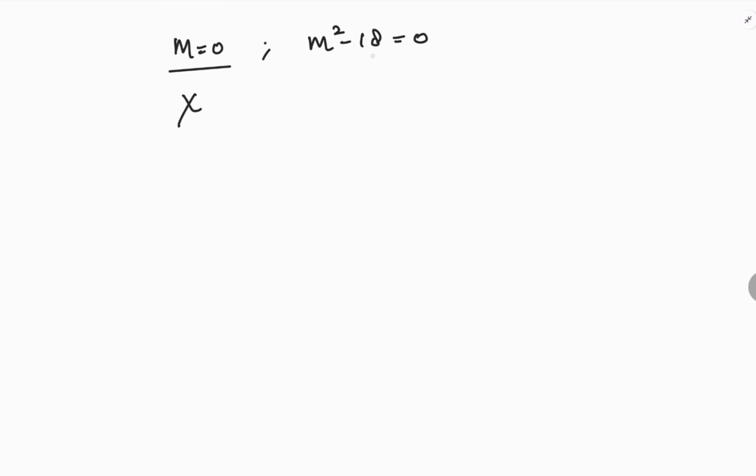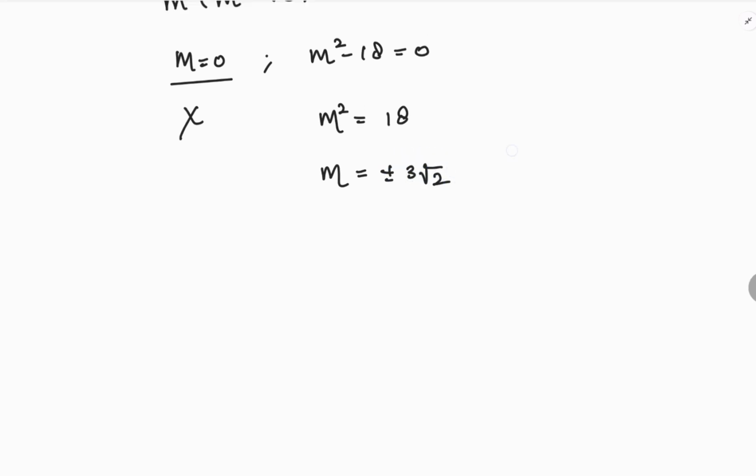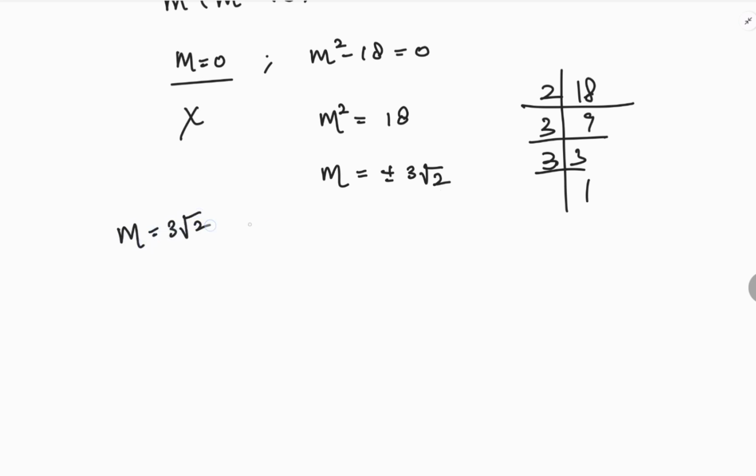Now we will take m square minus 18 as 0, which will give m square is equal to 18, that is m is equal to plus minus 3 under root 2, right? Because what is 18? 18 is equal to 2 times 3 square, so the root is 3 under root 2. So first value is m is equal to 3 under root 2 and second value is m is equal to minus 3 under root 2.